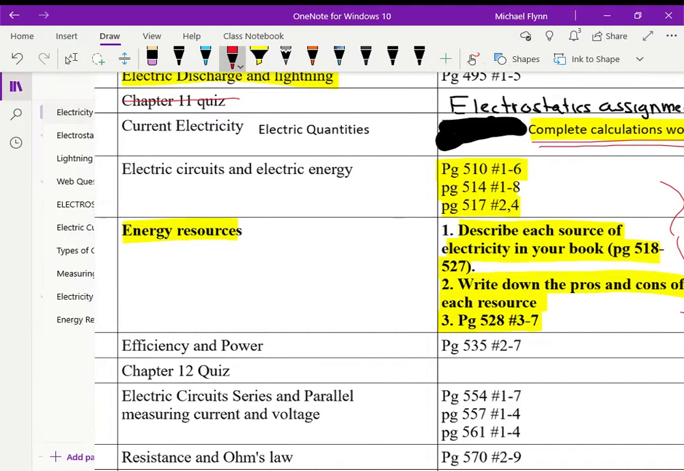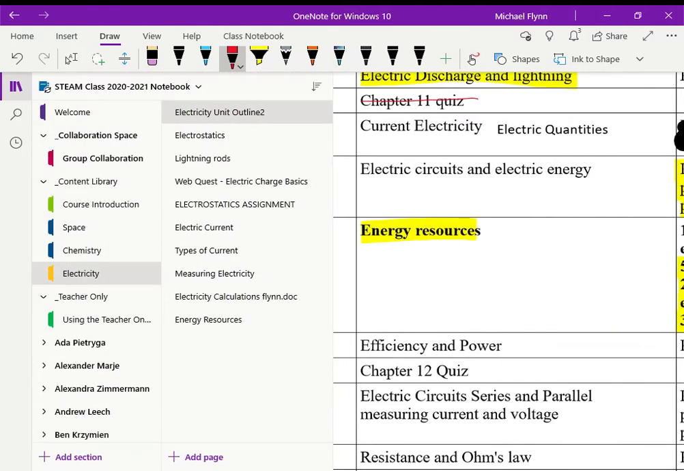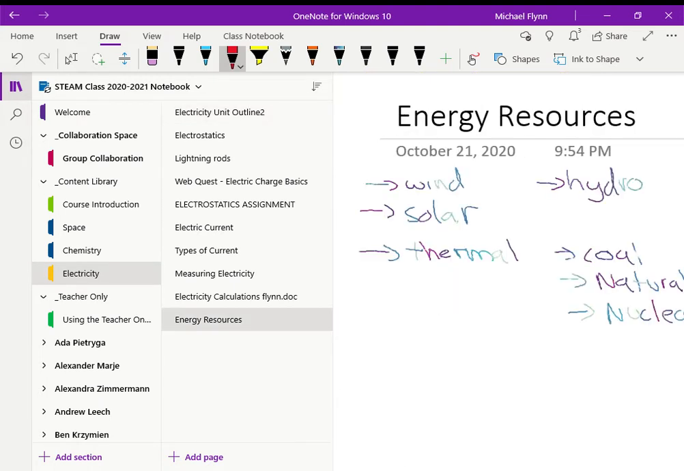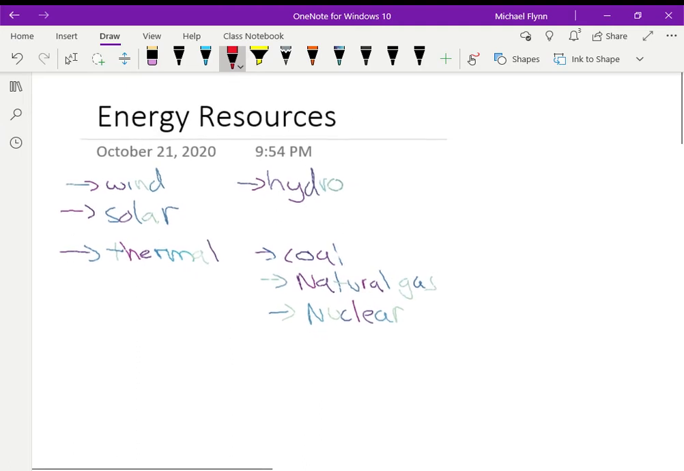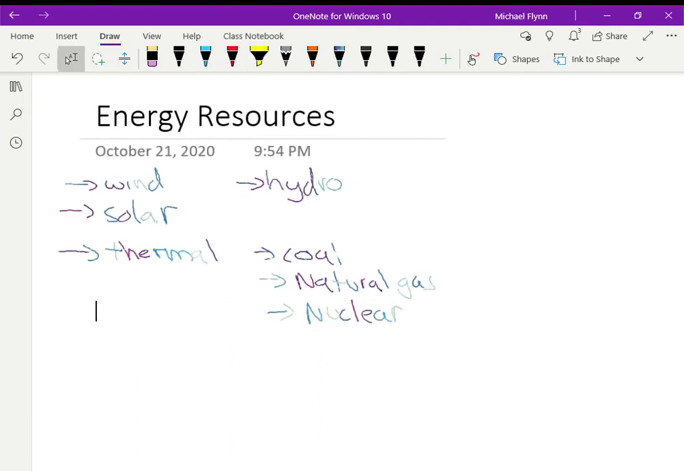All right, let's get to the assignment on energy resources. In your textbook, you will see various resources described. I wrote them down here in this weird rainbow color. I thought it would turn out differently. Maybe I should change this. Where's the rainbow color? Oh, this one here. I'll use that one.